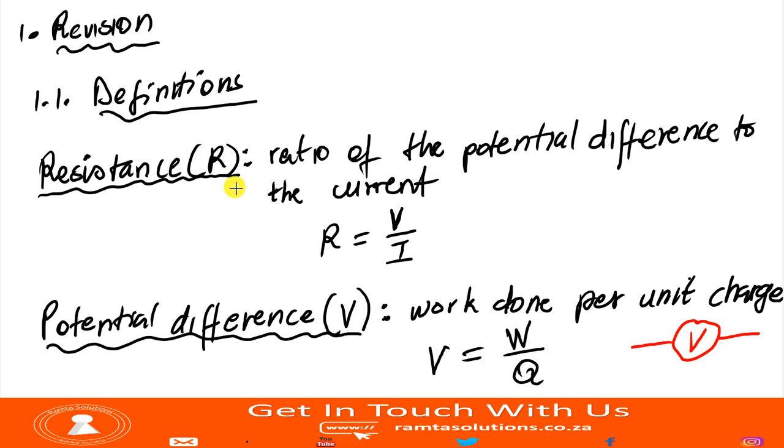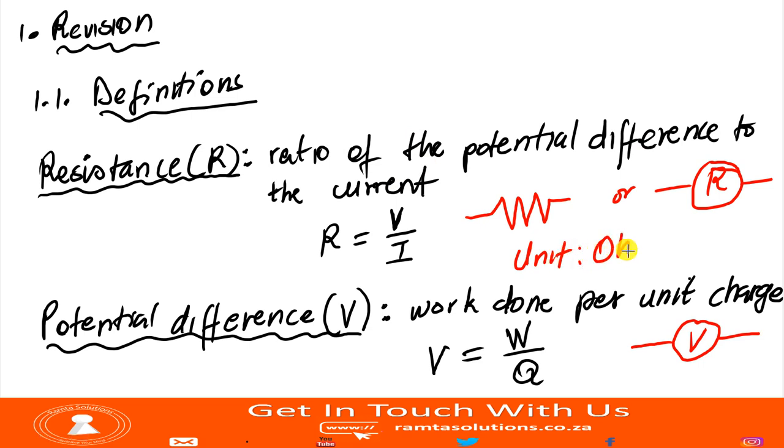Then, we have resistance. Resistance, we see it with this symbol or this symbol. And of course, it's measured in ohm, which we write with the symbol omega. We say unit, not symbol. So the unit is ohm, and ohm is written like this, as omega.